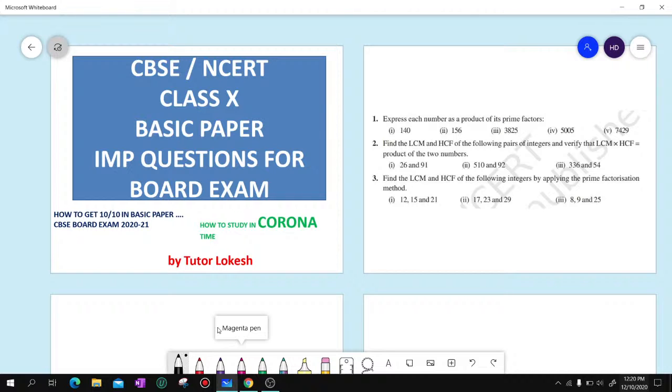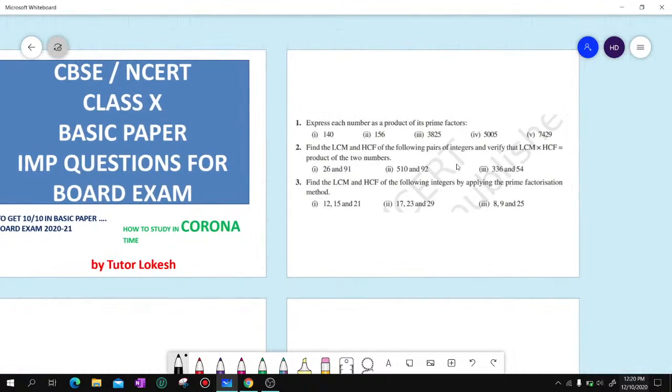Remember, my children, the questions which are going to be asked in basic paper are 99% from the textbook only, from the NCERT textbook only. Remember. Therefore, you have to practice textbook questions thoroughly. That's one of the very important things you have to do. Okay, I am telling you again.